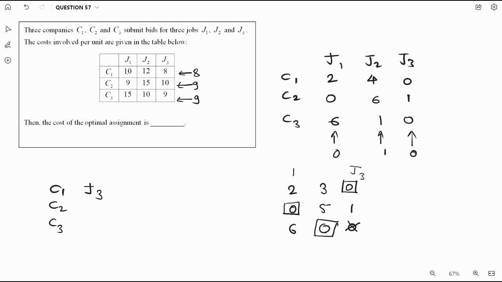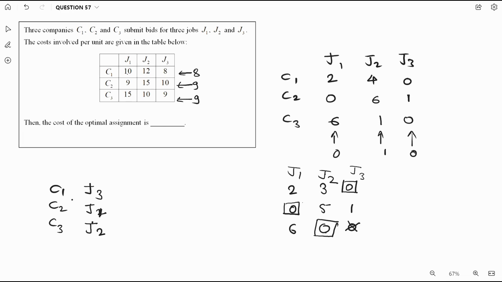For the C2 company, we have a squared 0 in the J1 column. So for C2, we will assign job J1. Sorry, I said J2 earlier, but this should be J1. And for the C3 company, we will assign job J2.